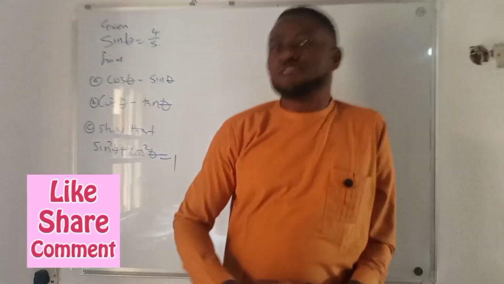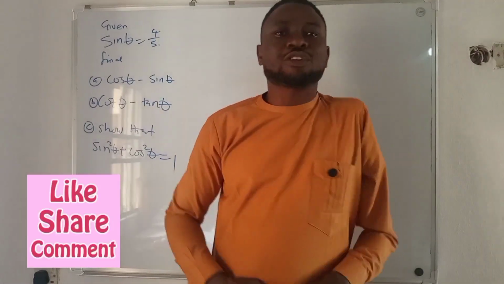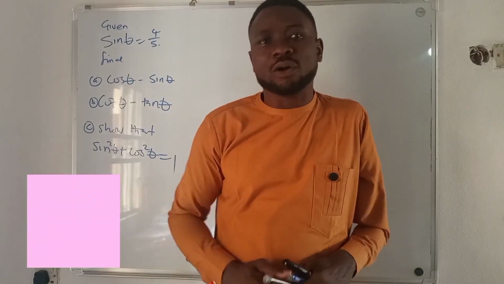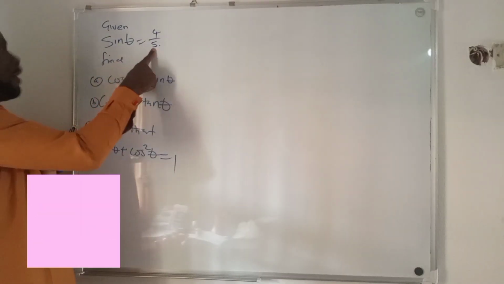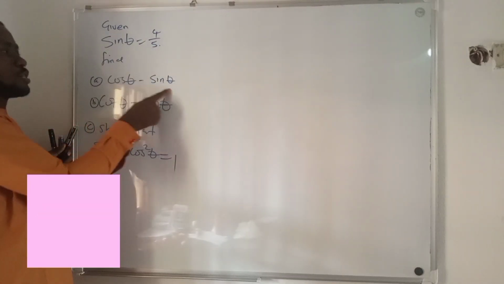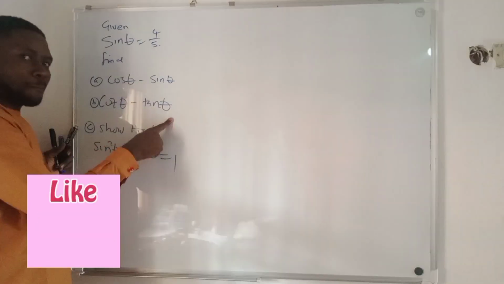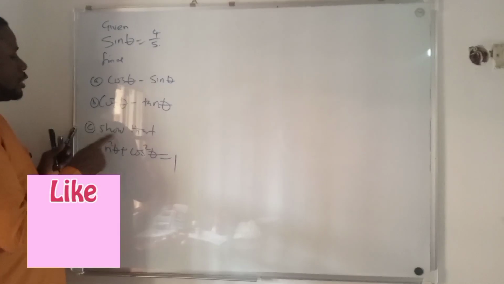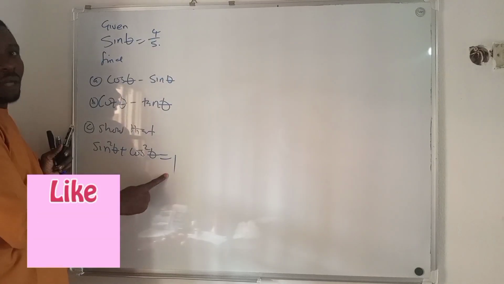Let's quickly take examples, so that you understand how to use trigonometric ratios to solve problems of triangles. The question before us says, given sin theta equal to 4 all over 5, find (a) cos theta minus sin theta, (b) cot theta minus tan theta, and (c) show that sin square theta plus cos square theta is equal to 1.